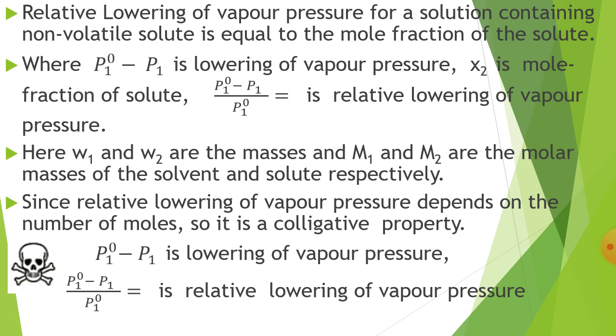Here the danger sign means you have to focus on the difference: P01 minus P1 is known as lowering of vapor pressure, but (P01 minus P1) divided by P01 is relative lowering of vapor pressure. So you have to focus on these 2 points much more. That's why I give the sign of danger. Many mistakes are made in understanding these 2 points, that's why I show it like this.